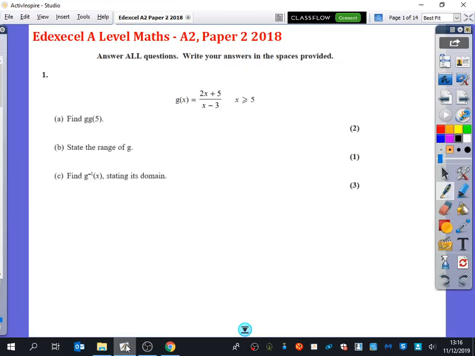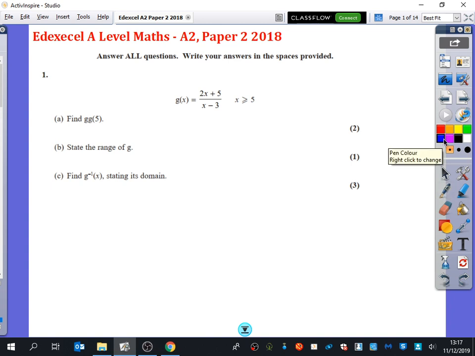Okay guys, so what I'm going to do is take you through the Edexcel A-Level Maths A2 paper, which was paper 2 from 2018. For students at Morpeth School who have done this, we did this for the mock exam. Not all of the questions that I'm going to do here will actually be ones that you did, because there's a few extra ones, but I thought I'd do all of them for you so that you can look back on this for part of your revision. Okay, so let's get started.